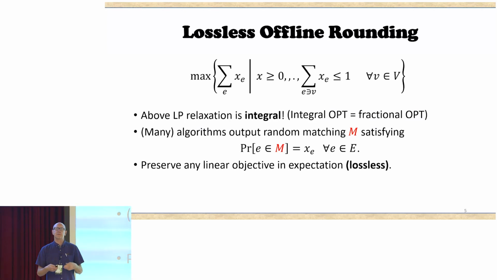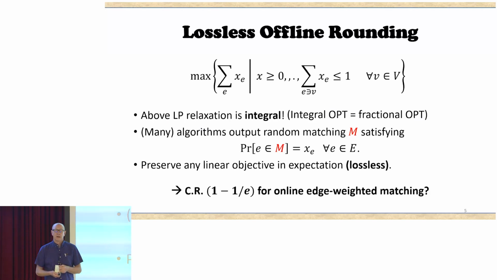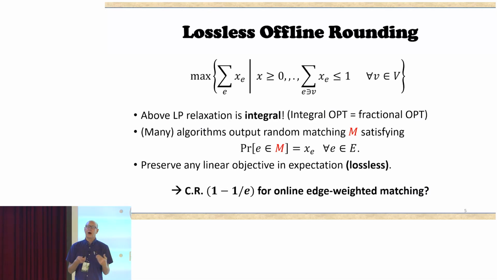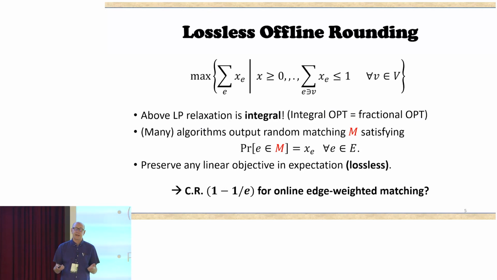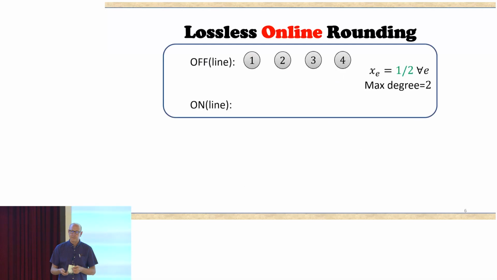Now, in general, this is a very nice property. It can be useful in fairness, for example. If we could have this property in the online setting, then we might be able to get a 1 minus 1 over e competitive factor for online edge-weighted matching, which I mentioned before. This is an open problem, which has been open in online computation for many years: whether we can get this bound online.